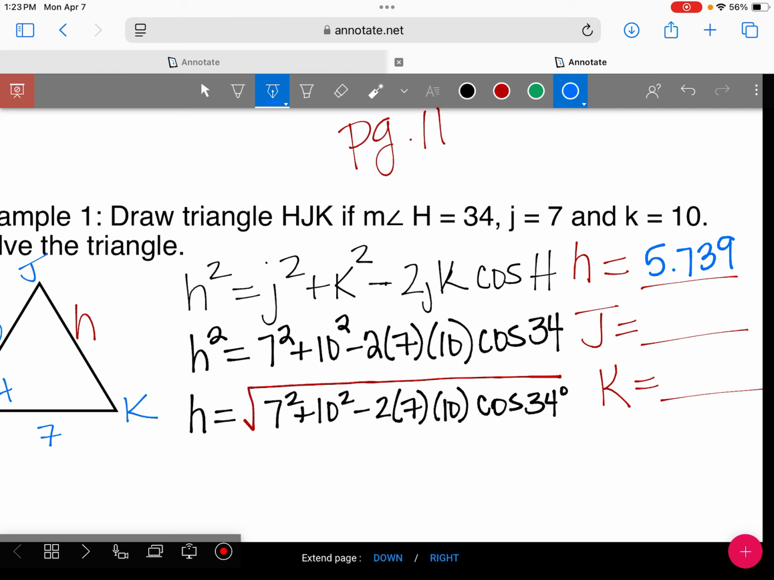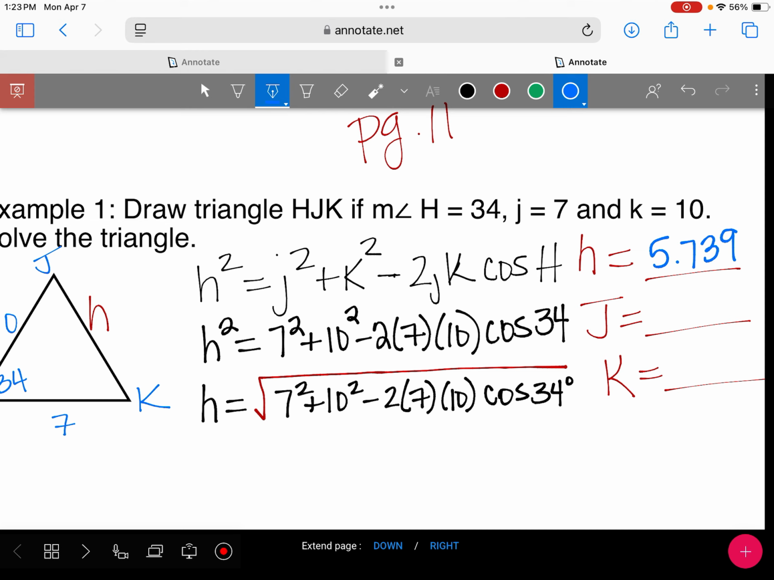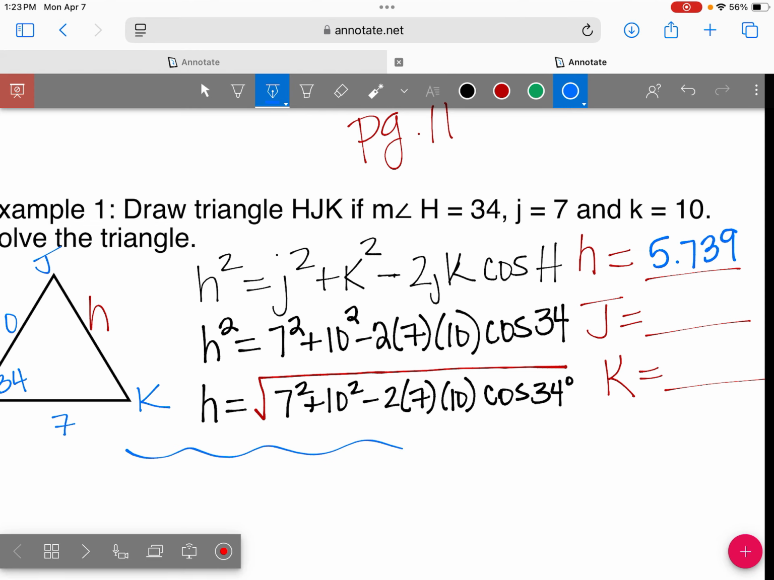All right, so now that we know little h, we have to figure out what we want to find next. Big J or big K? I always do alphabetical order, so I'm going to go with J. J comes before K. So now let's figure out how we are going to write that.